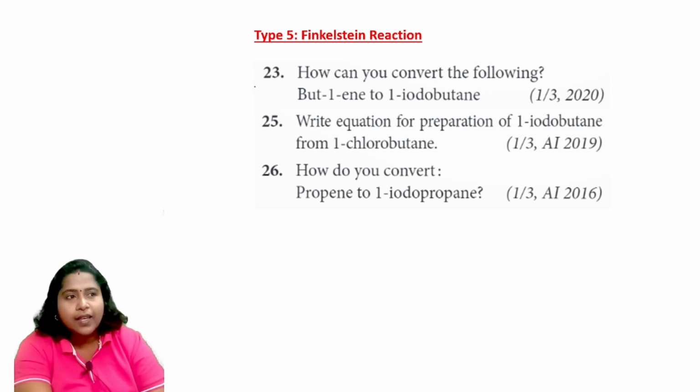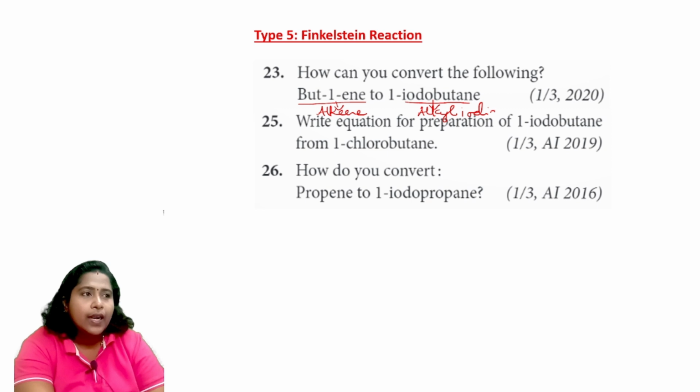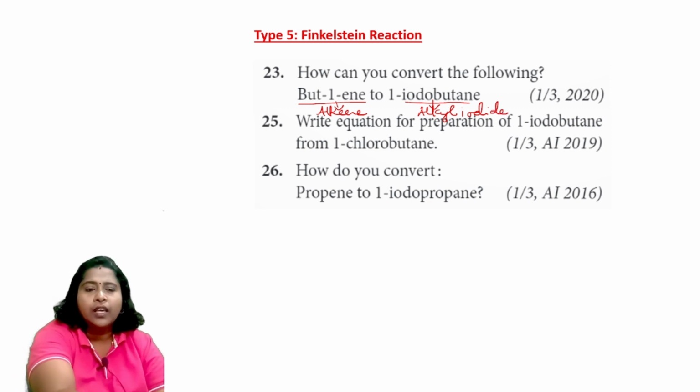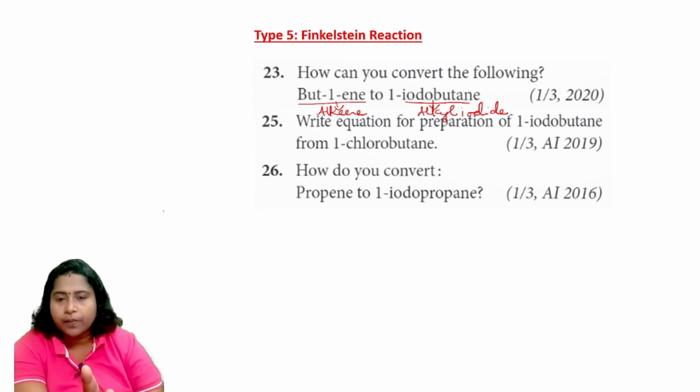These are the techniques. For any conversion, first we should identify the general method. For example, this is the compound, and I need to convert it into 1-iodobutane. So it is an alkene, correct? 1-Iodobutane is an alkyl iodide. Directly it is not possible for the conversion.